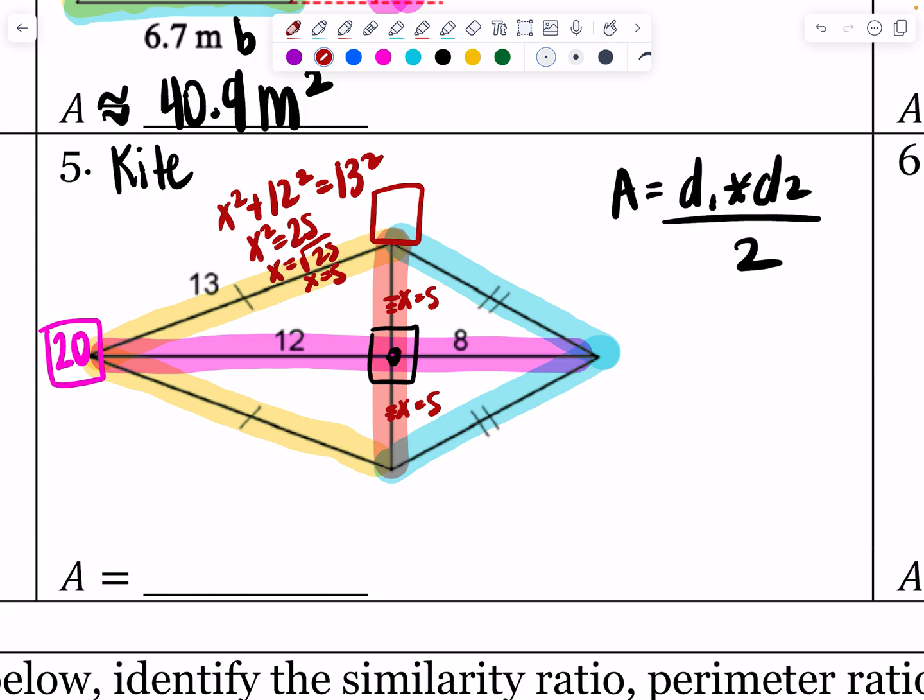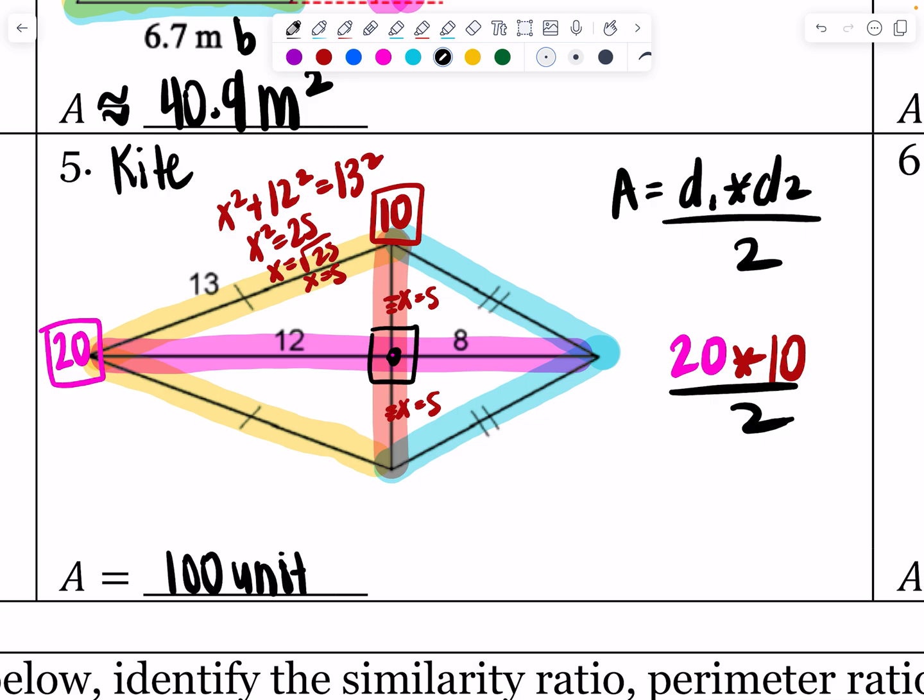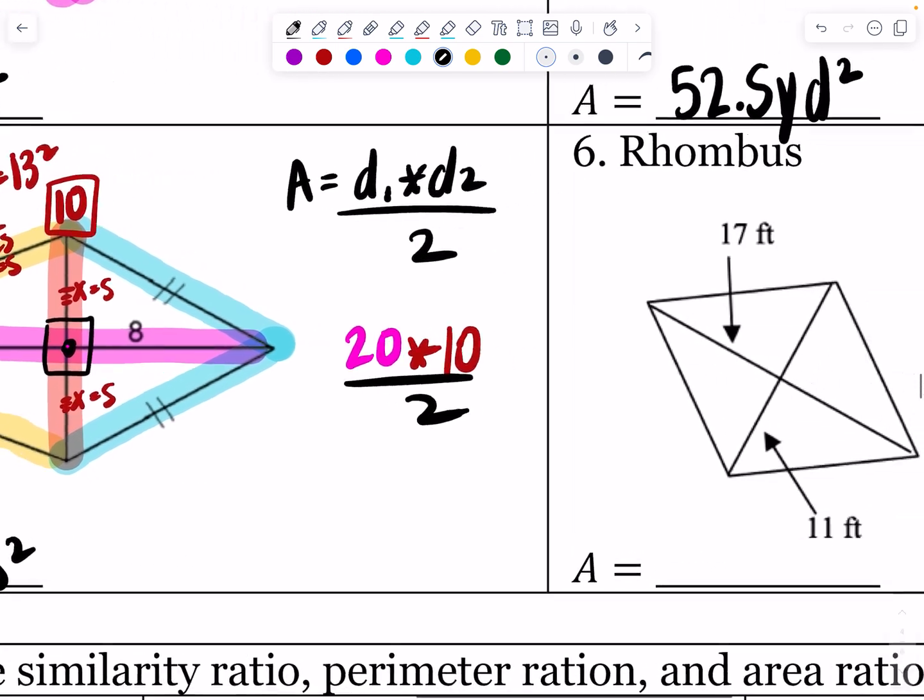So if that's 5 and that's 5, that's going to give us 10. And so now we've got 20 times 10 as our diagonals, because 5 plus 5, and we're going to divide that by 2. So of course that's going to be 200 divided by 2, which is going to give me 100. There's no units, so we'll just put units squared of area. So we did have to find a piece of our diagonal for the red one and double it, since in a kite, that short diagonal is going to be bisected by the long diagonal.